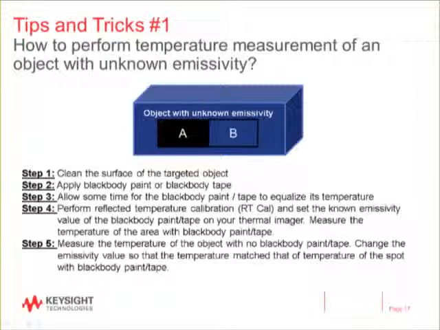Okay, then go ahead and measure the temperature of the area with the black body paint or tape. Then measure the temperature of the object with no black body paint or tape, and then change the emissivity value so that the temperature matches that of the spot with the black body paint or tape. Okay, so with that, you will be able to get the right temperature measurement of the object with unknown emissivity.